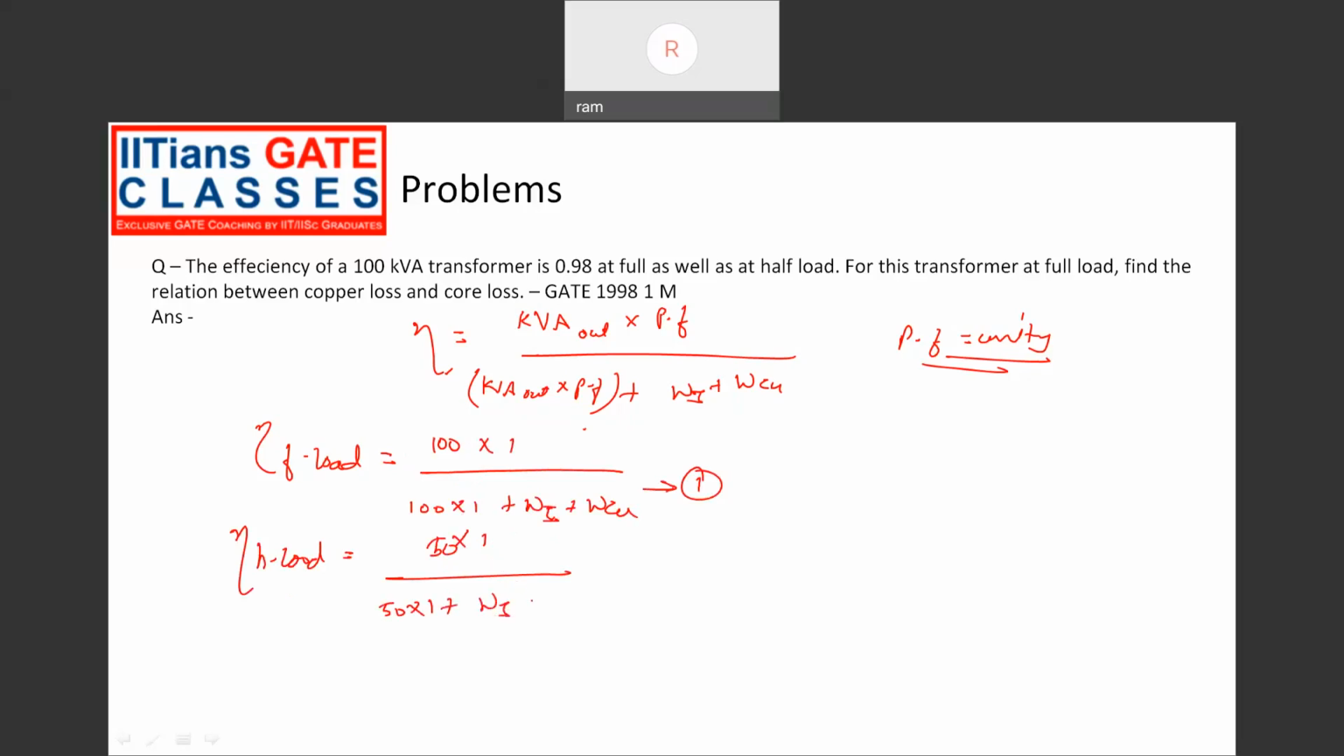iron losses remain the same, because they don't vary with respect to the load, that's why they are called constant losses. Whereas the copper losses become, we know from earlier, the copper losses at x fraction of load equal x square times full load. So it is 1 by 4 times WCU. So that is equation 2. So when we solve equations 1 and 2, we'll get copper loss equal to 2 times iron loss.